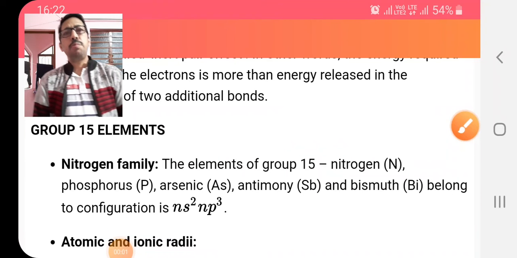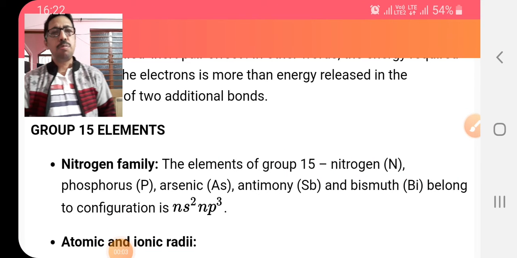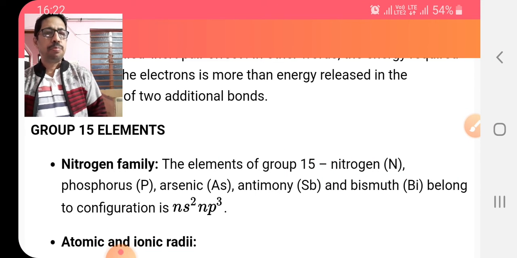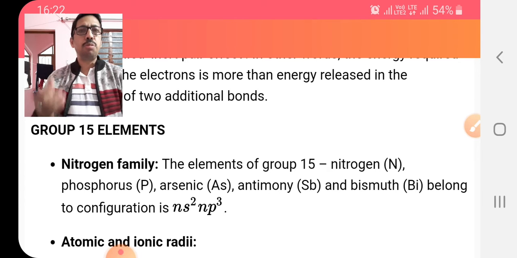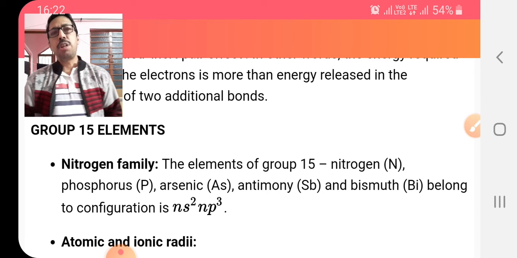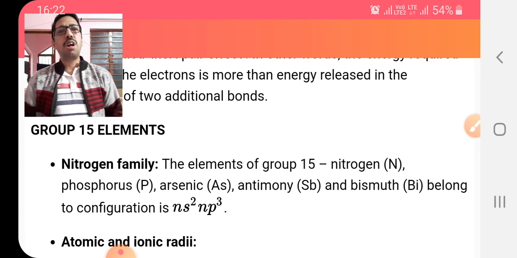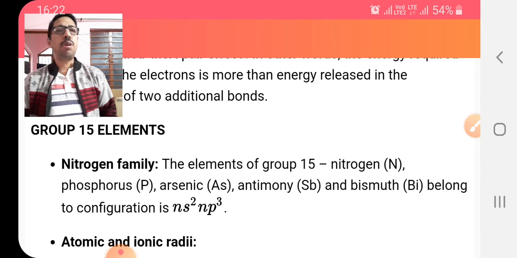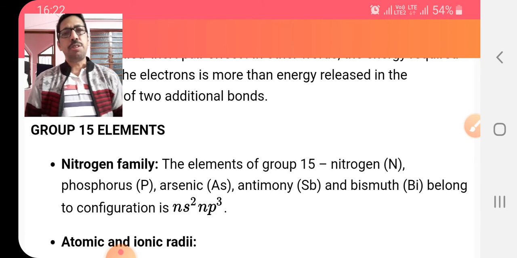Friends, welcome back to yet another episode of P block element. In the last class, we discussed the general introduction of P block element. Now in today's class, we will discuss group 15 elements.